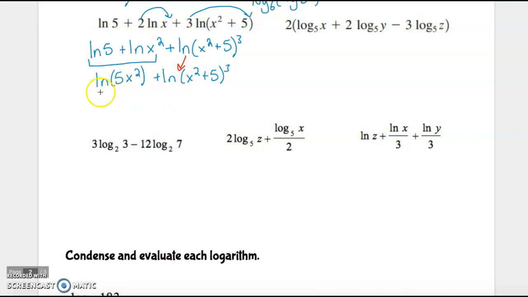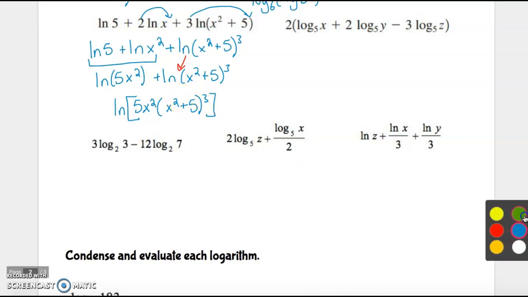And then I notice between now these two logarithms, I have addition, so it turns into multiplication inside of one logarithm. So this one, watch out, you're going to have multiple sets of parentheses because we'll have 5x squared times the x squared plus 5 cubed. Basically, I took this piece and I'm multiplying it by this piece, but now just inside of one logarithm. And we're done. Remember, there's no addition and subtraction you can simplify anymore inside of your logarithm.